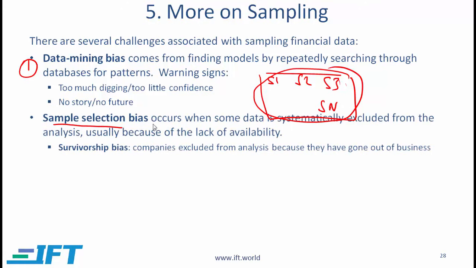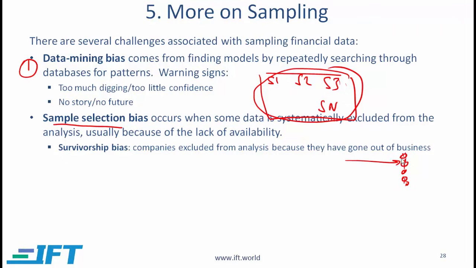This occurs when some data is systematically excluded from analysis, usually because of lack of availability. A classic example is survivorship bias, where companies are excluded from analysis because they have gone out of business. What happens here is, let's say that you are evaluating the returns on the mutual funds in a given country, and you only evaluate the mutual funds that are currently active.